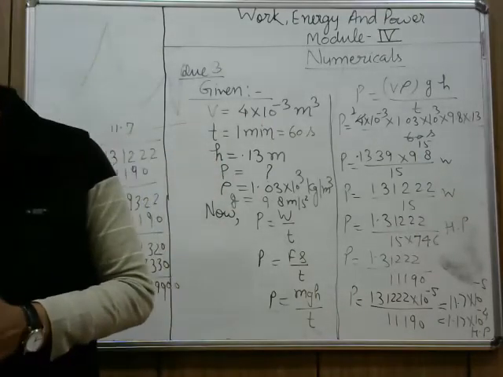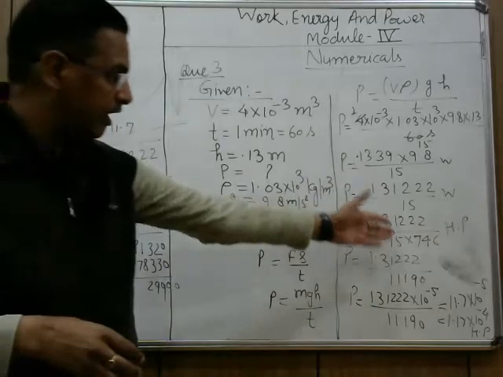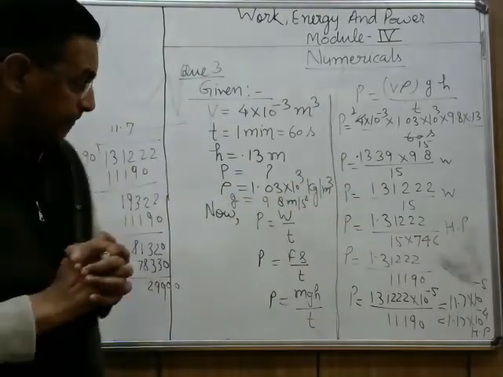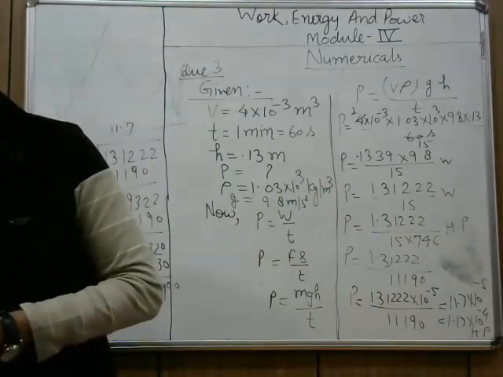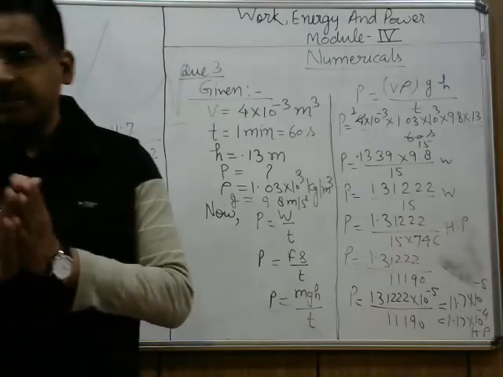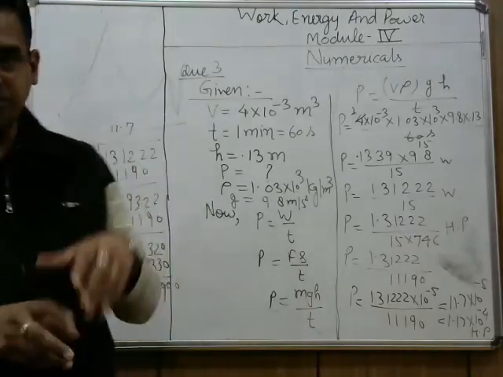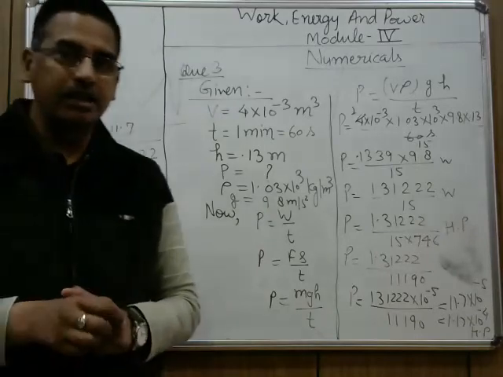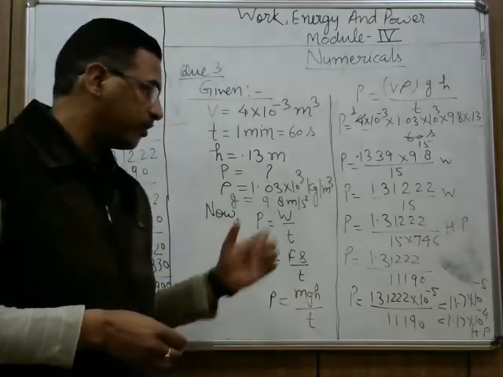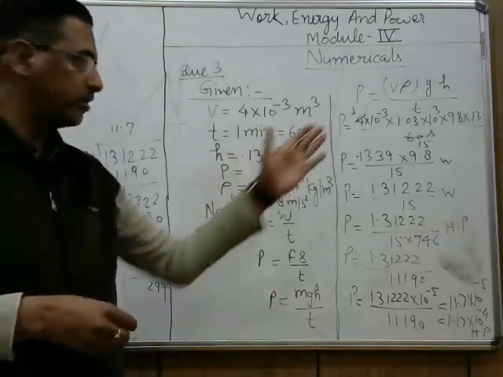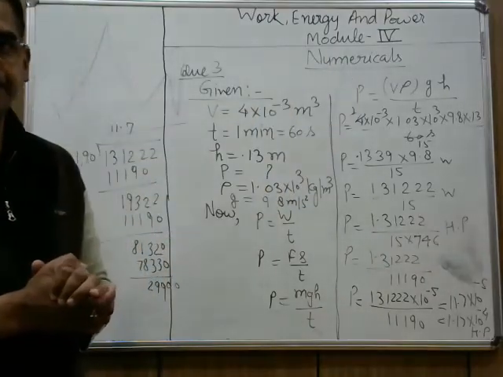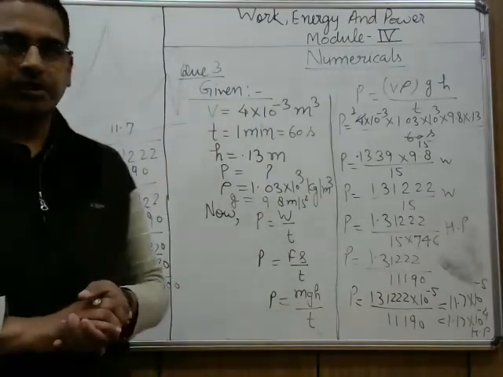Then calculate the horsepower of the heart. You have to convert watt into horsepower. The density of blood is given. So you might be thinking why density has been given, because mass is required and mass is not given, and mass is equal to volume into density. So by this way we can solve the question.